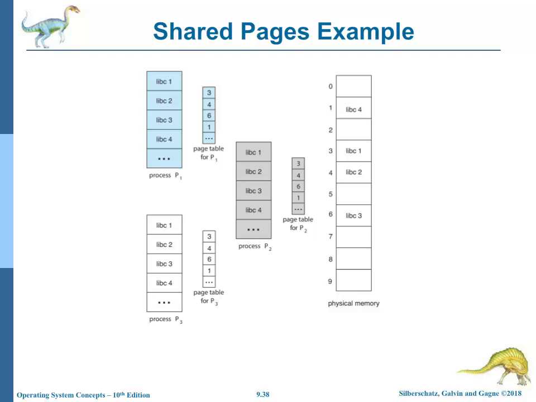Only one copy of the standard C library needs to be kept in physical memory, and the page table for each user process maps onto the same physical copy of libc. Thus, to support 40 processes, we need only one copy of the library instead of 40 copies.